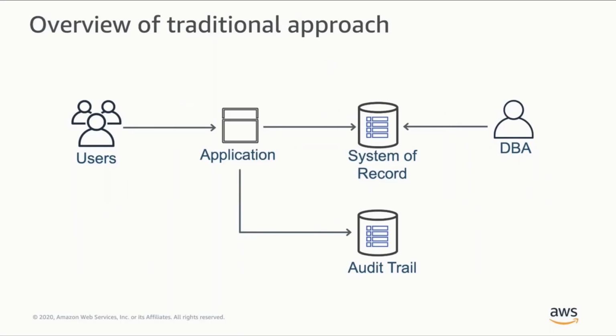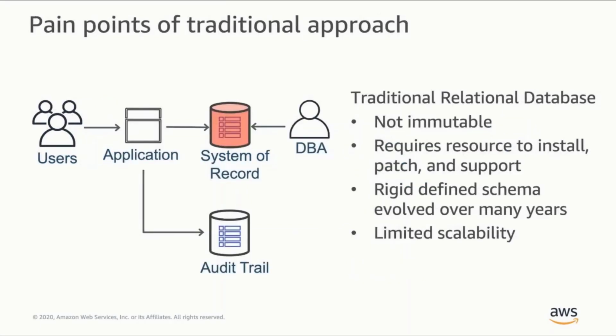At a simplistic level, in a traditional approach, users interact with an application through various channels, whether paper, web, API, and the application updates the system of record supported by DBAs. The application may also create an audit trail. And this is the case where we have systems of record over 10 years old that run in our own Crown commercial data centers. And there are a number of pain points with this.